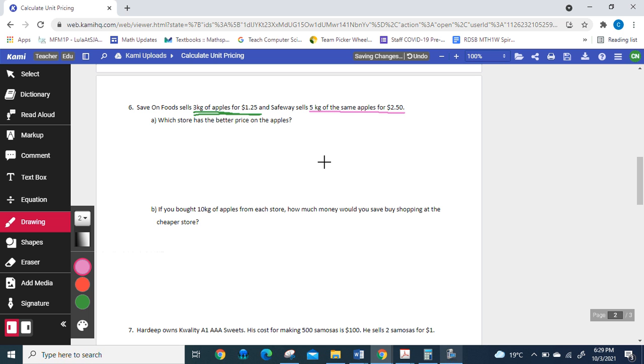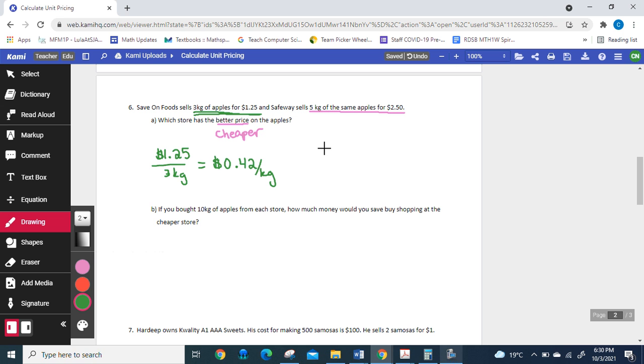So we've got to figure out, using our wonderful math brains, which store has the better price. Generally, better means cheaper, so we want the one with the smallest price. All right, so let's see. Save on Foods is charging us $1.25 for 3 kilograms. What does that equal? 1.25 divided by 3 gives me 0.41666666, so about 0.42 per kilogram.